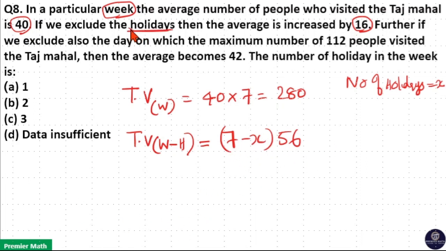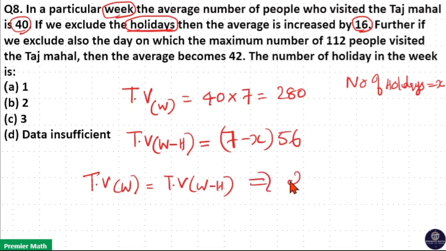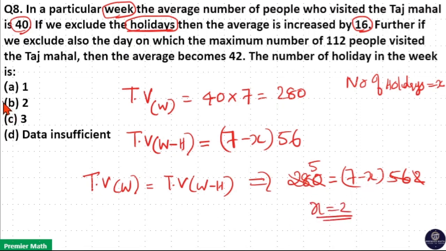Here you can see in holidays there are no people visiting the Taj Mahal. That means total visitors in a week is equal to total visitors excluding holidays. That means 280 is equal to 7 minus x into 56. Now 28 goes 2 times in 56, 2 goes 5 times in 10. Now 7 minus x is 5 means x is equal to 2. So in this case also number of holidays is 2.